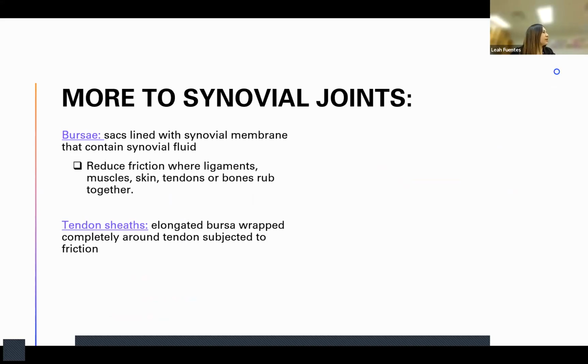Okay, and then a little bit more on synovial joints. We have bursae, which are sacs lined with synovial membrane that contain the synovial fluid. The bursae act to reduce friction where ligaments, muscles, skin, tendons, or bones rub together. And then we also have the tendon sheaths, which are elongated bursae wrapped completely around a tendon subjected to friction.